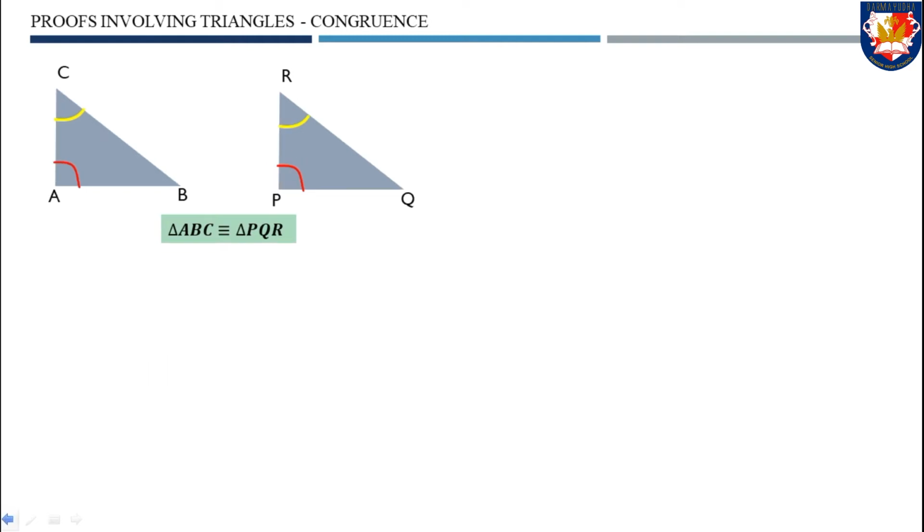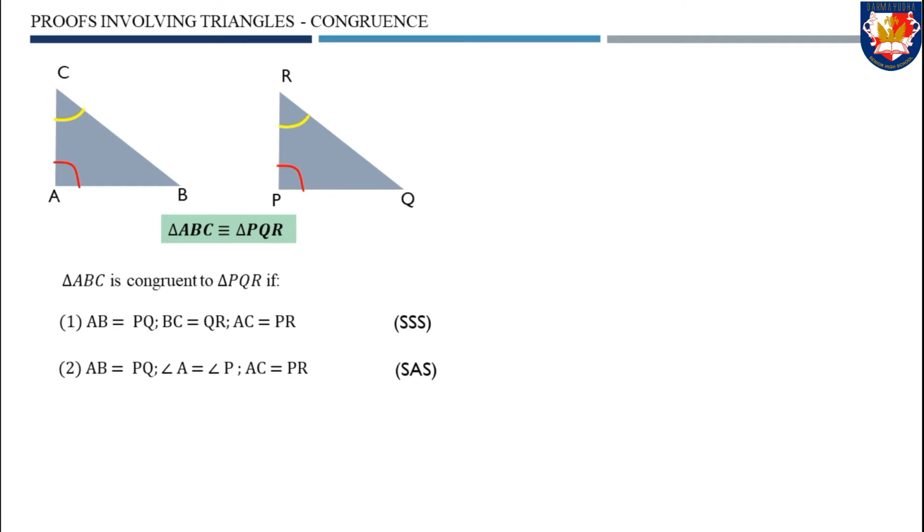How about the congruence of two triangles? It is given in the diagrams triangle ABC and triangle PQR. Those two triangles are congruent to each other if one of the following is true. First, all corresponding sides are equal. Side AB equals side PQ, BC equals QR, AC equals PR. This is what we call triple S in the congruence.